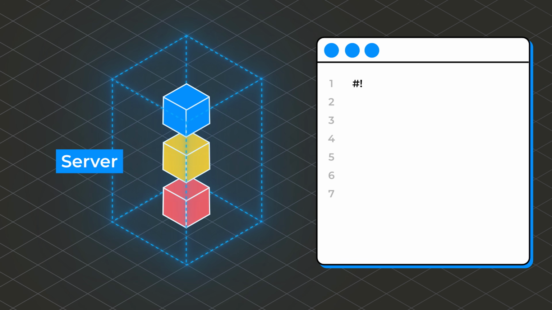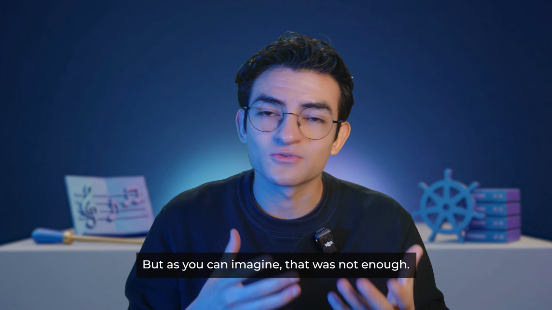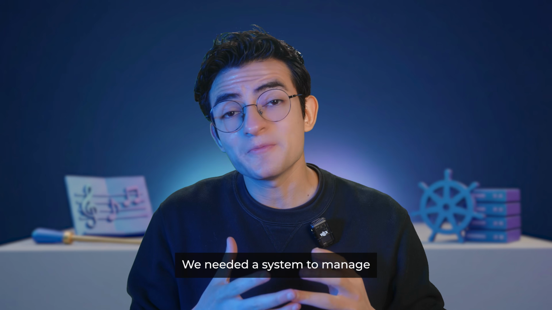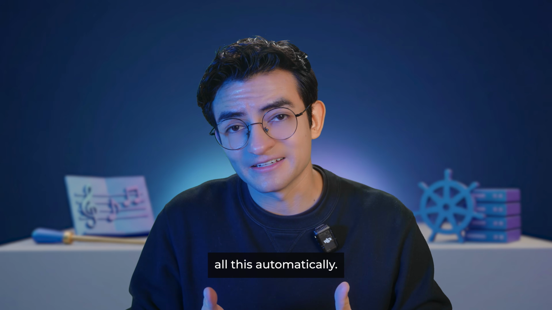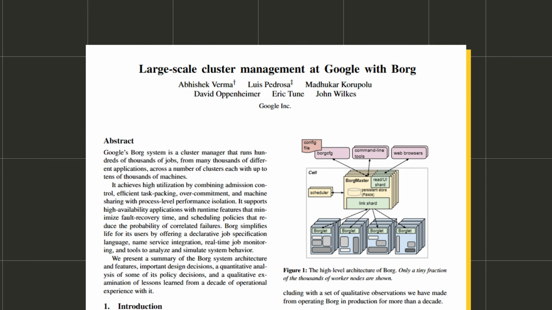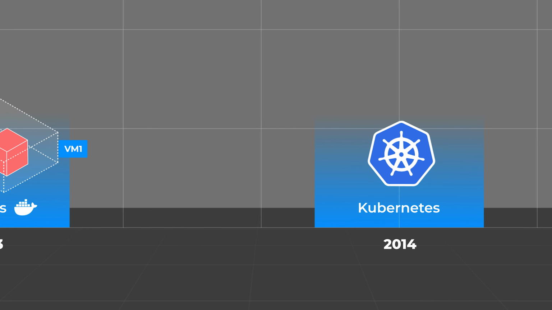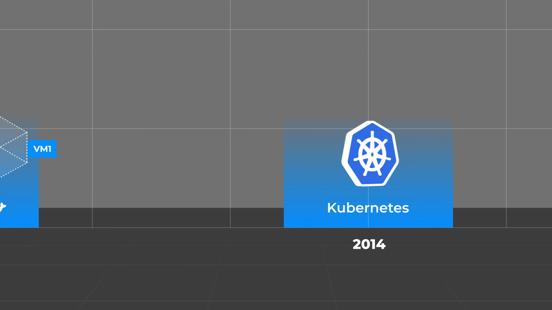At that time, engineers were creating a lot of custom scripts to try to solve these problems. But as you can imagine, that was not enough. We needed a system to manage all this automatically. Google had already solved this problem internally with their orchestration system called Borg. So in 2014, they open sourced its core ideas as Kubernetes.